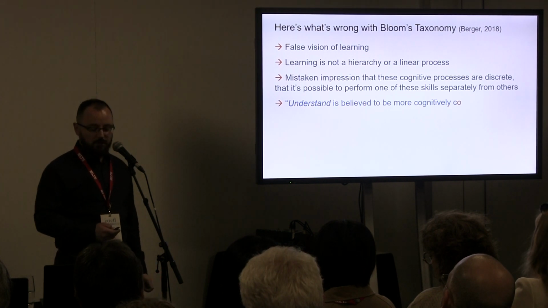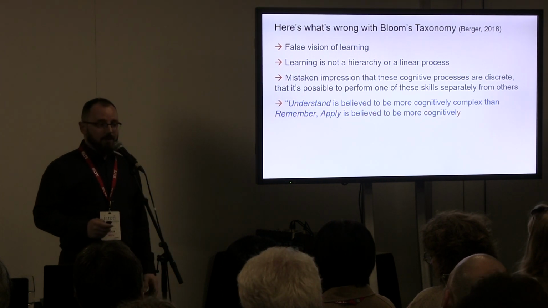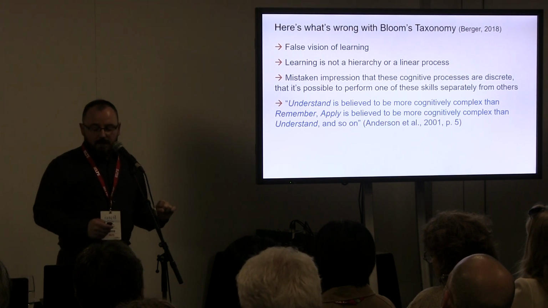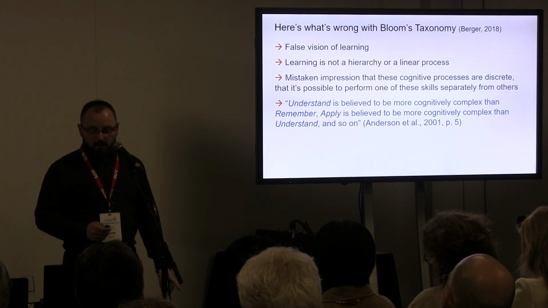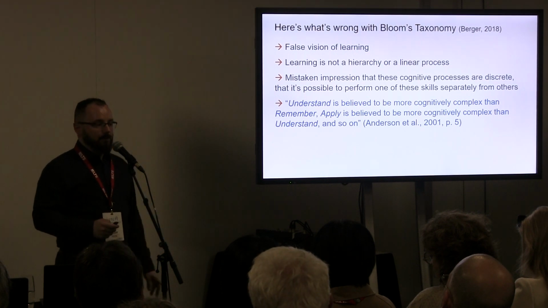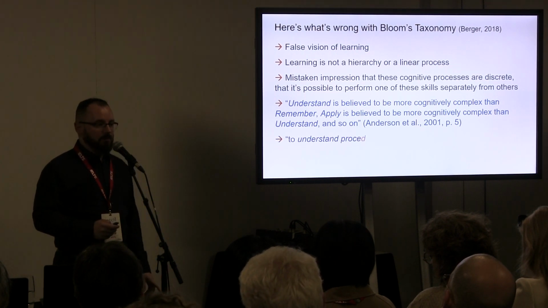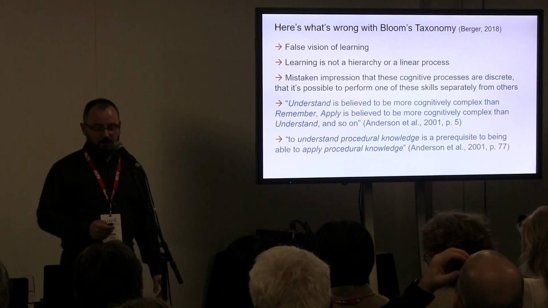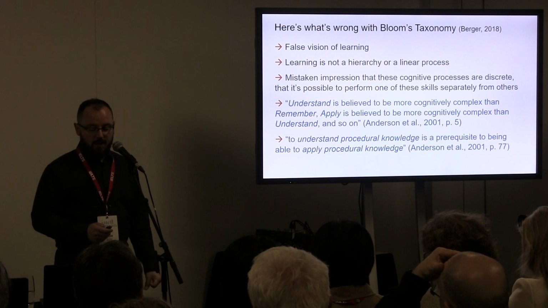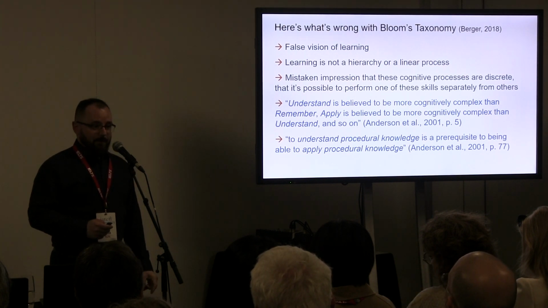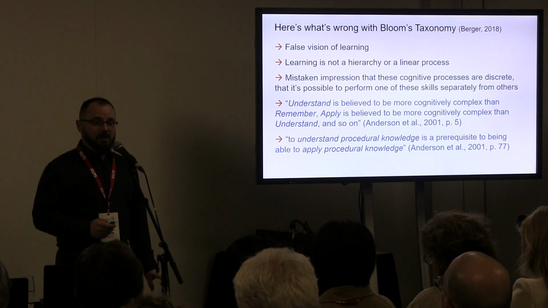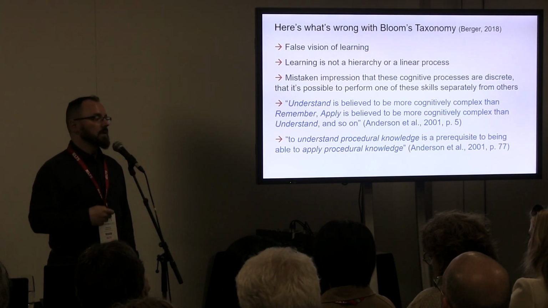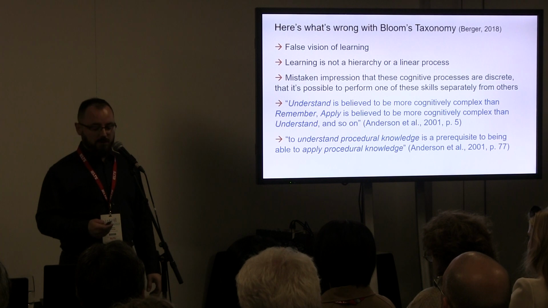For example, the authors recognize that understand is more cognitively complex than remember, apply is more complex than understand, and so on. Here is another quote that might suggest a hierarchy. To understand procedural knowledge is a prerequisite to being able to apply procedural knowledge. However, to someone who has read, especially the revised taxonomy carefully, it is clear that the authors do not see learning as a linear process.